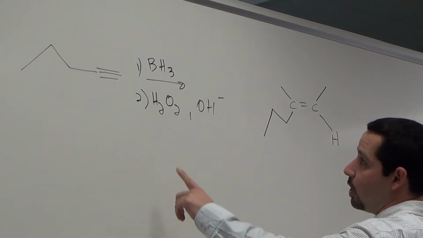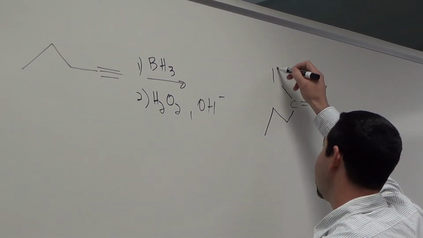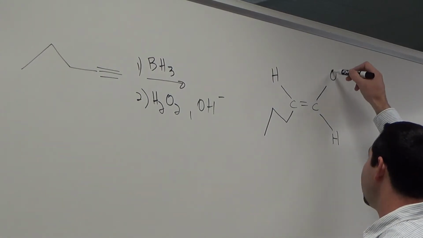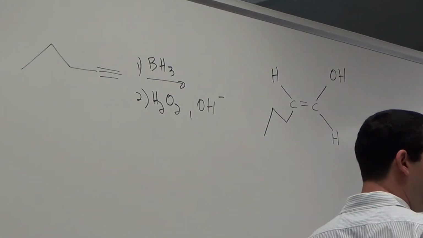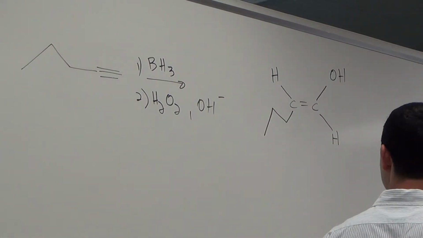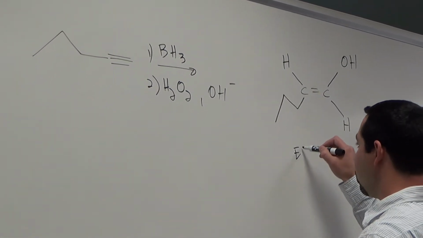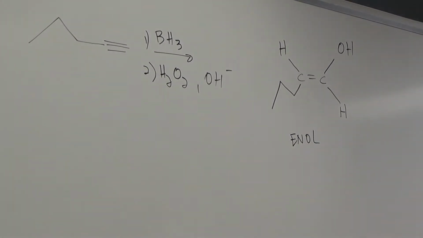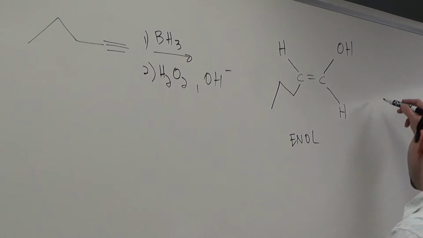So the hydrogen will go where? Here? Yeah. Hydrogen will go there. And the OH is going to go here. Yes or no? Yeah. That is what happens when you do hydroboration oxidation. Now, of course, this is called an enol. And we have already done this, yes? Yes. An enol undergoes what?